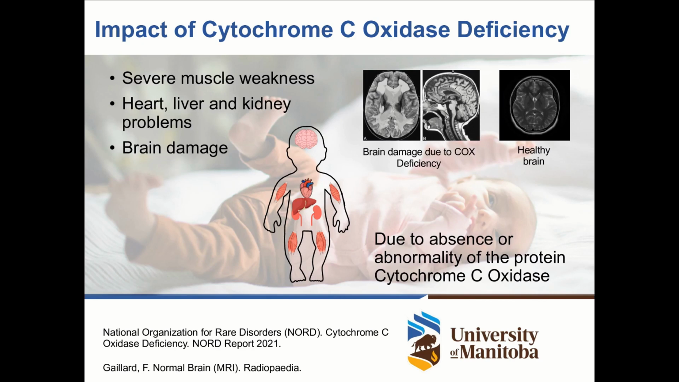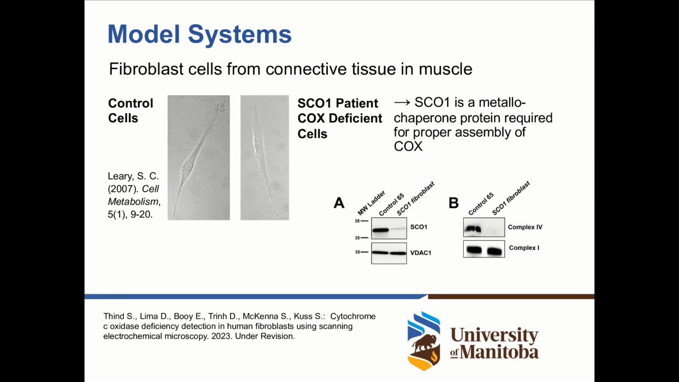So we are investigating the possibility of having an electrochemical sensor developed for the routine screening of this disease in newborn babies. In this research, we are looking at fibroblast cells that are extracted from connective tissue in muscles, where we want to establish a proof of concept. We want to demonstrate that we can use electrochemistry to quantify cytochrome C oxidase deficiency in these cells.